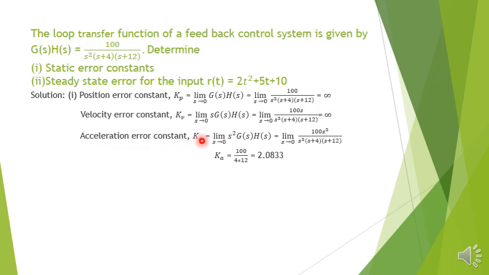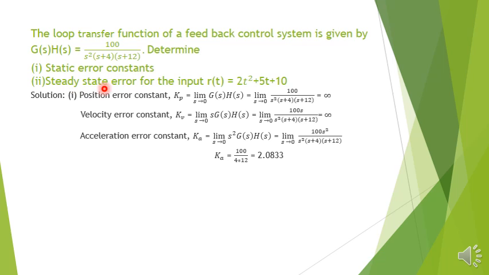The acceleration constant Ka is equal to the limit as s tends to 0 of s square G of s H of s. So it becomes the limit as s tends to 0 of 100 into s square divided by s square into s plus 4 into s plus 12. So s square gets cancelled, and if I substitute s equal to 0, we get 100 divided by 48, that is 2.0833. So this is the answer for the first question.